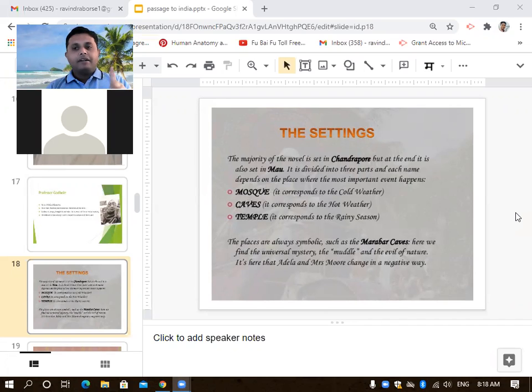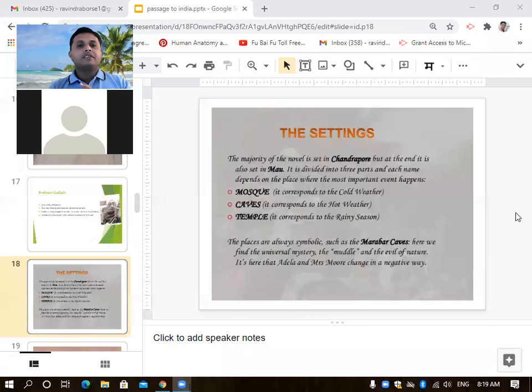So the part Mosque is the beginning of the story, right? The second part has the title Caves. So Caves can be called the middle of the story, right? And the ending has a part, and it has been named Temple, right? So these three parts make up the story of the present novel, and most of the incidents happen at two places.